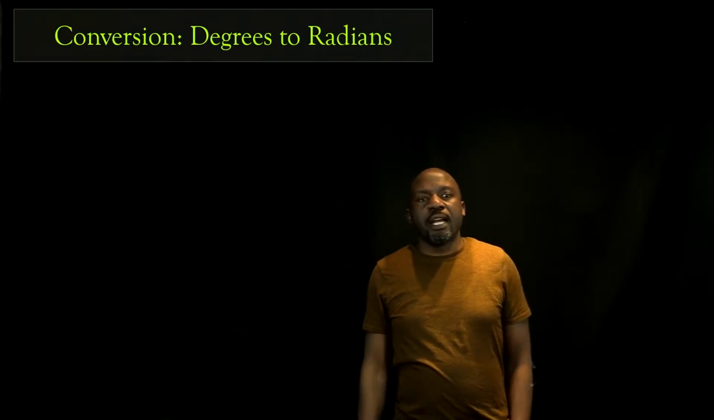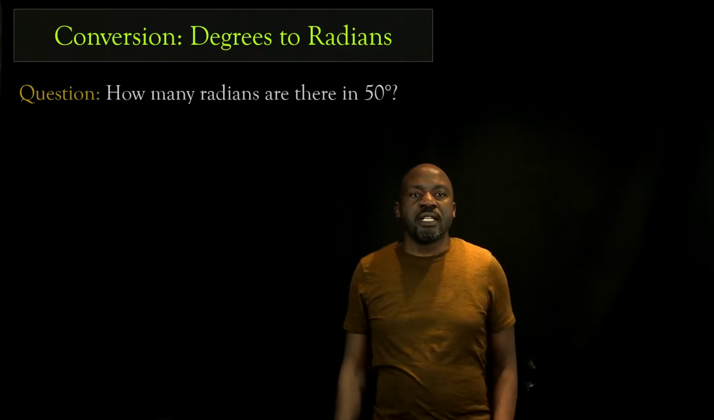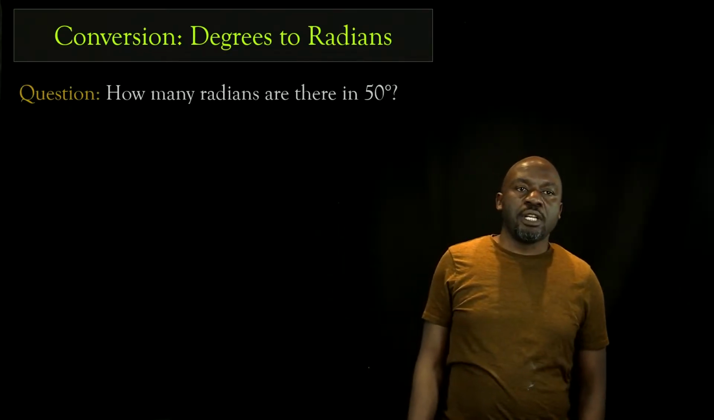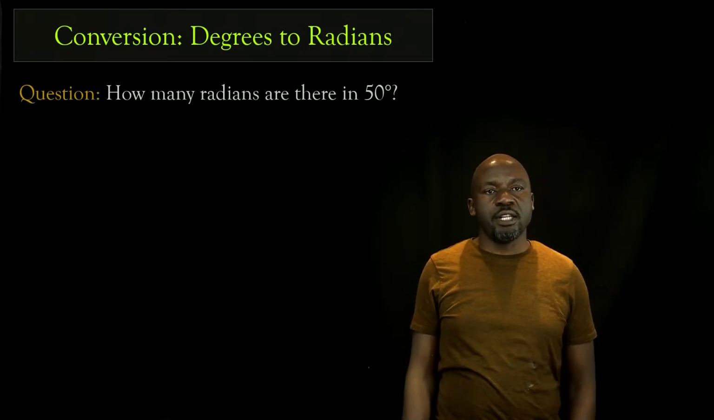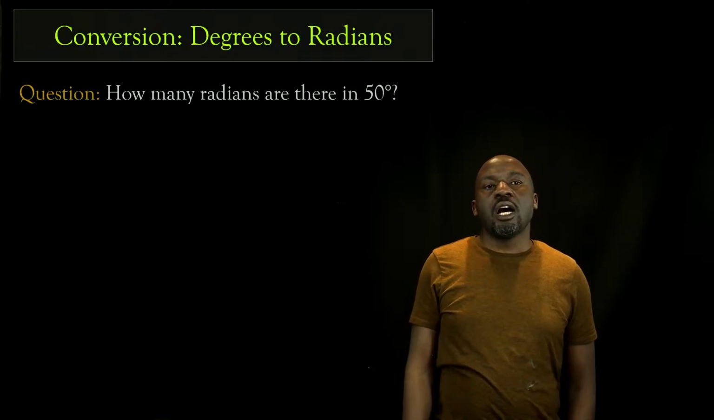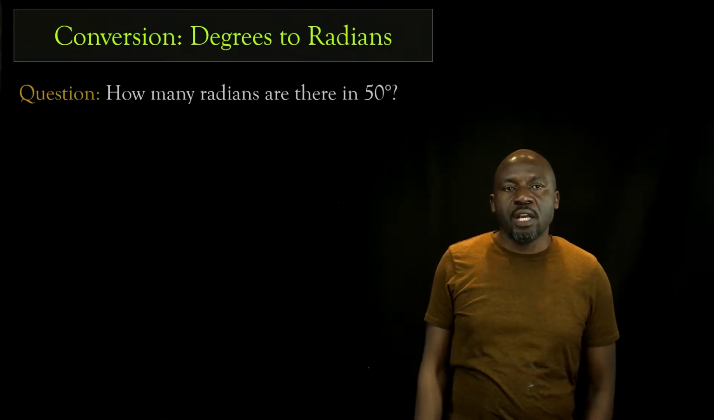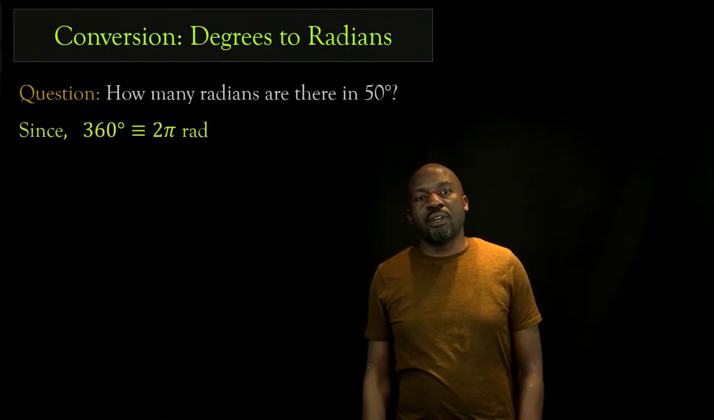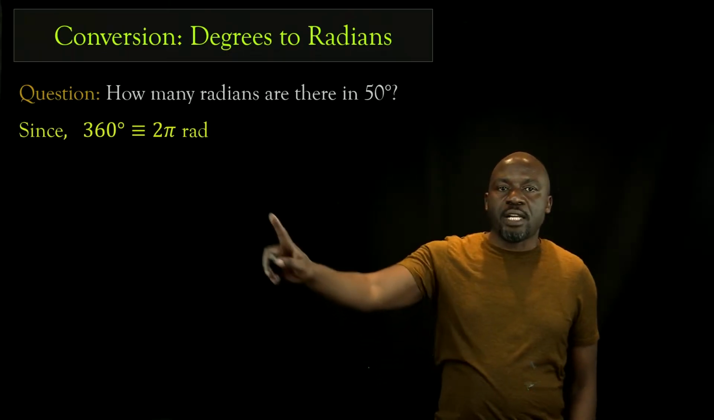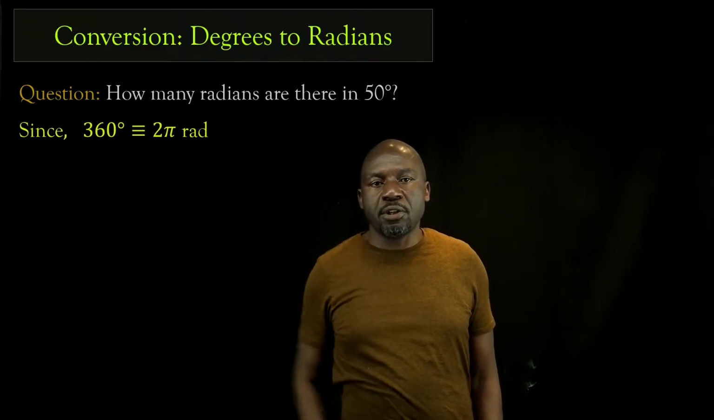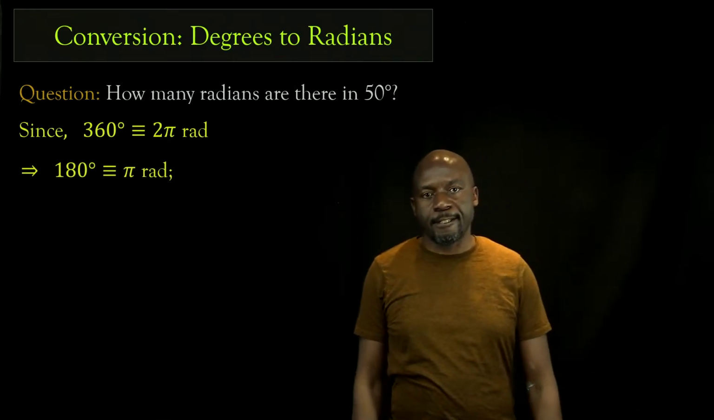Now we need to learn how to convert from degrees to radians. For example, how many radians are there in 50 degrees? If 360 degrees contains 2 pi radians, or 6.28 radians, how many radians are there in 50 degrees? To do that, we must think about our 360 degrees containing 2 pi radians. If we divide both sides by 2, we get that 180 degrees contains pi radians.